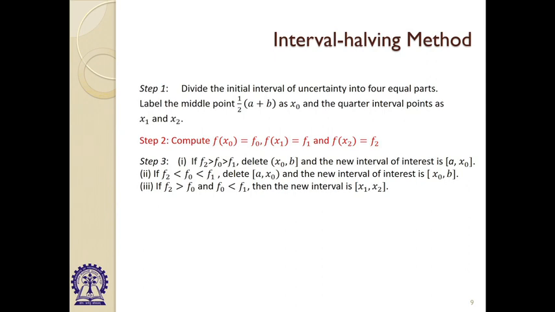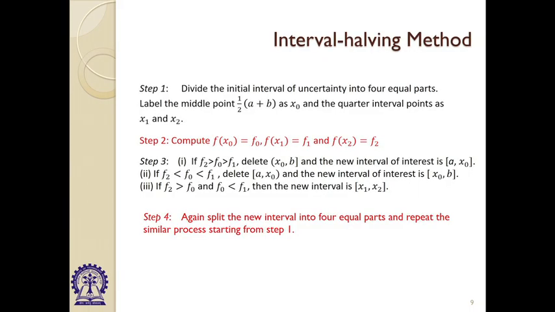Okay. Now, the other case: if we see that f2 is greater than f0 and f0 is less than f1, that means we have the minimum around f0, and on the f1 side there is a higher value and on the f2 side also a higher value. That means the minimum cannot lie below x1 and beyond x2. That is why we will take the new interval of uncertainty as x1 to x2.